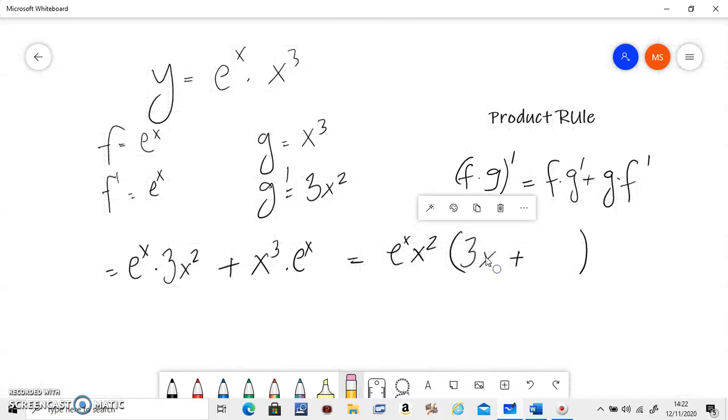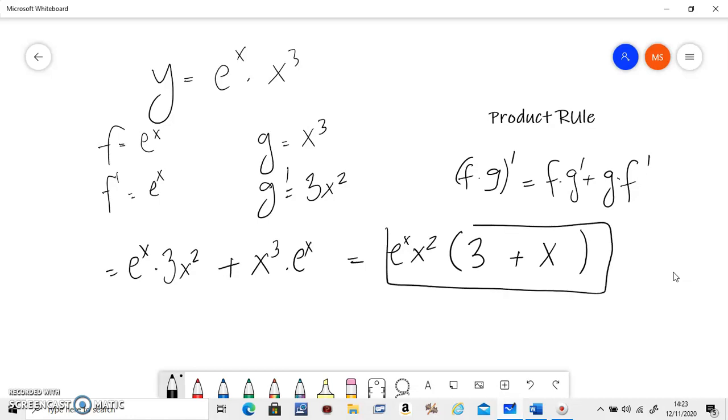We're trying to erase this one. So whatever is left goes inside the bracket. So you're left with 3 here, because these two guys have gone out, and you're left with x here. So this is your answer. So this is using the product rule.